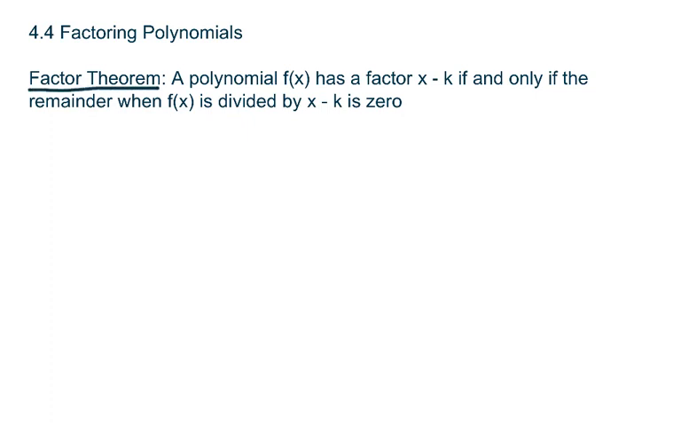The factor theorem says a polynomial f of x has a factor x minus k if and only if the remainder when f of x is divided by x minus k is 0. So let's think about what a factor is.